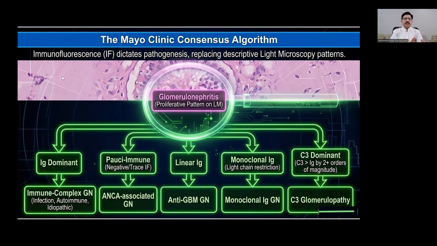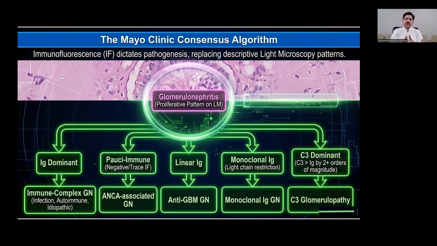Okay? One is called Ig dominant, immunoglobulin dominant. The second one is called the passive immune response. There is almost no immunology involved here. In the Ig dominant, immune complex glomerulonephritis is the picture. It is called immune complex glomerulonephritis. Infection, autoimmune diseases, and idiopathic conditions are the causes.